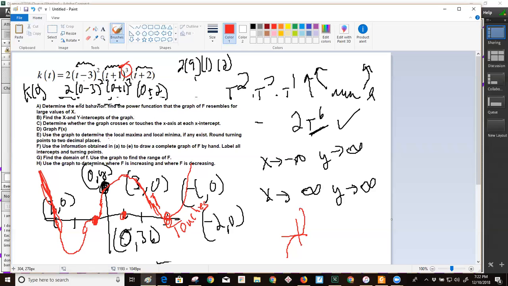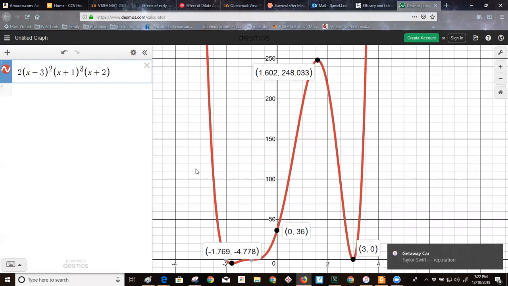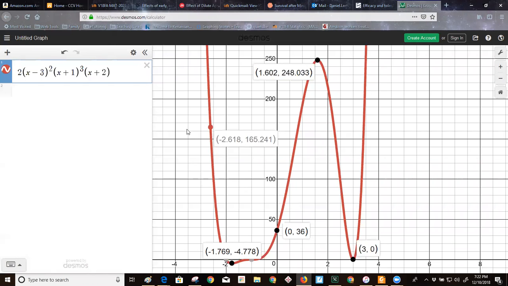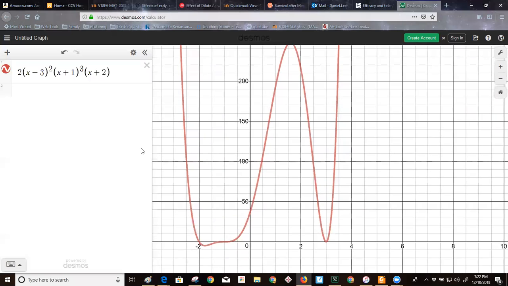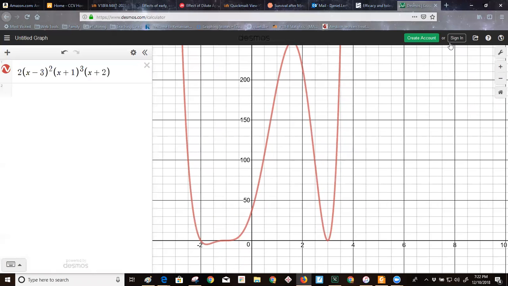Now the next questions are D, E, F, G, and H. I think they're telling us all to use a graph. I'm also noticing they're telling me to use 2 decimal places to find the minimum and maximum. So this tells me it's okay to use technology, because you haven't learned how to do this yet in pre-calculus. So what I did is I went out to Desmos.com and I graphed this function.